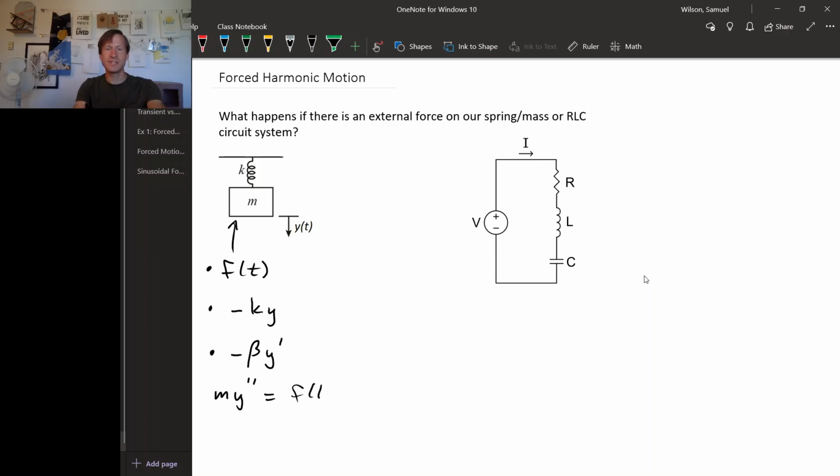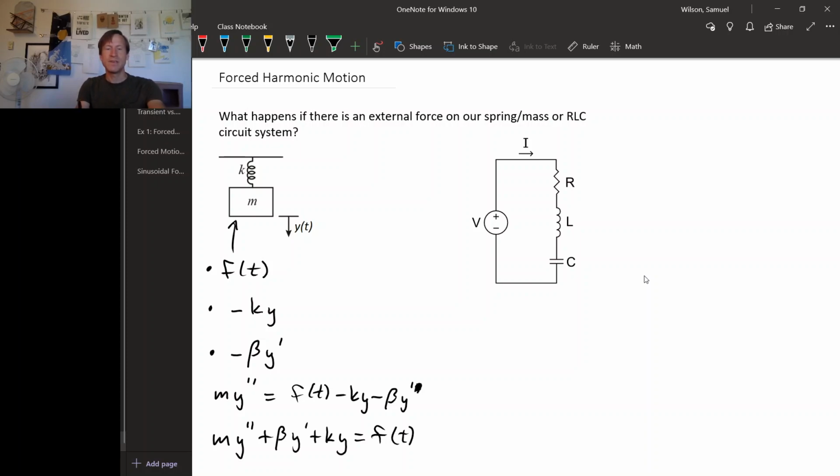So that's F of t minus ky minus beta y prime. And then, as usual, we can move all the y terms, the y and y prime term, to the right, and we get m times y double prime plus beta times y prime plus k times y equals F of t.